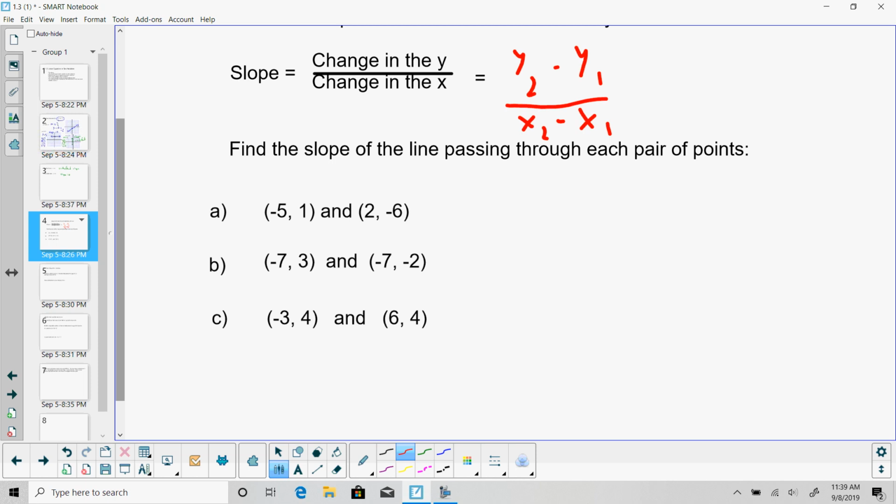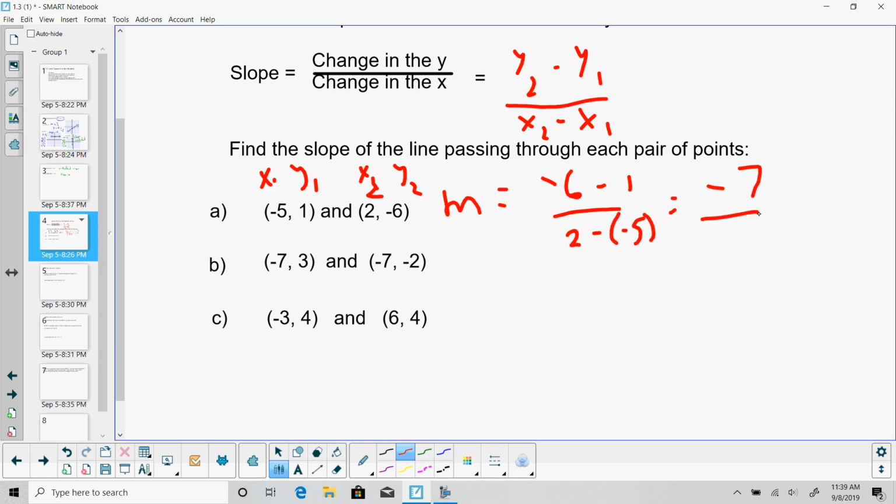So for here, if I want to find the slope, I'm going to do difference in the y's over difference in the x's. For example, this is my x1, y1. This is my x2, y2. That's supposed to be a 2. And so I would do -6 minus 1 over 2 minus -5. And I'm going to get -7 over, looks like a +7. So my slope is going to be -1 for that first example.